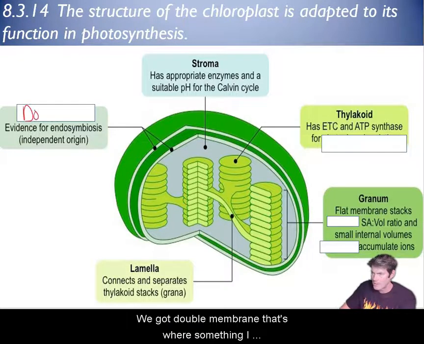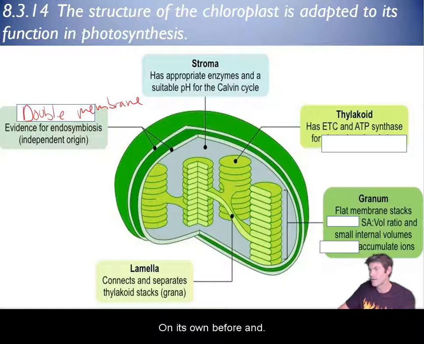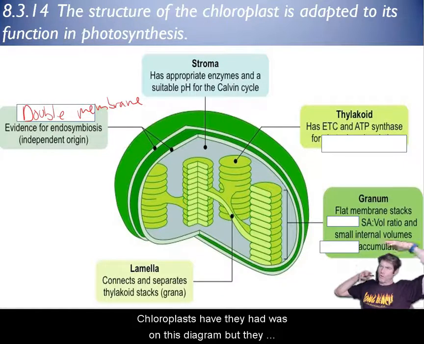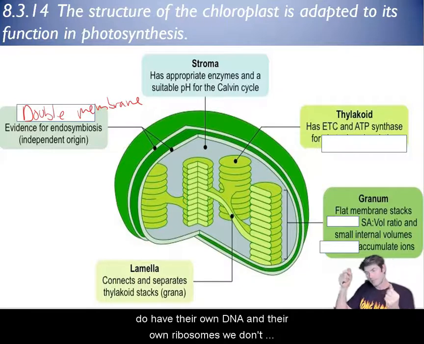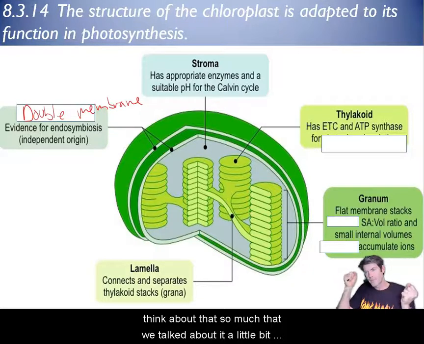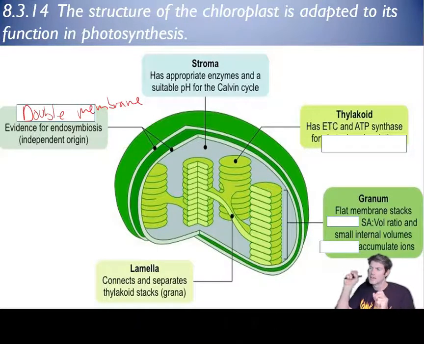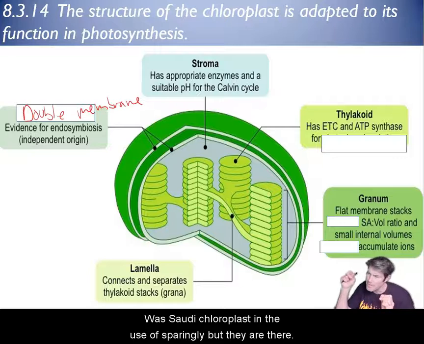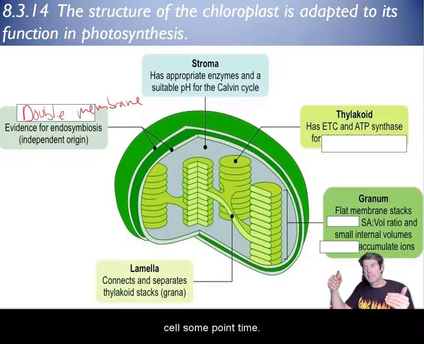All right, so structure and function. We got double membrane. That's something I mentioned earlier. Symbiosis, meaning it probably, well, it did exist on its own before, and chloroplasts, it's not in this diagram, but they do have their own DNA and their own ribosomes. We don't think about that so much. We talk about it a little bit with mitochondria, having that basic machinery that all cells need, but so do chloroplasts, and they use them sparingly, but they are there, which indicates, again, it probably was an independent cell at some point in time.